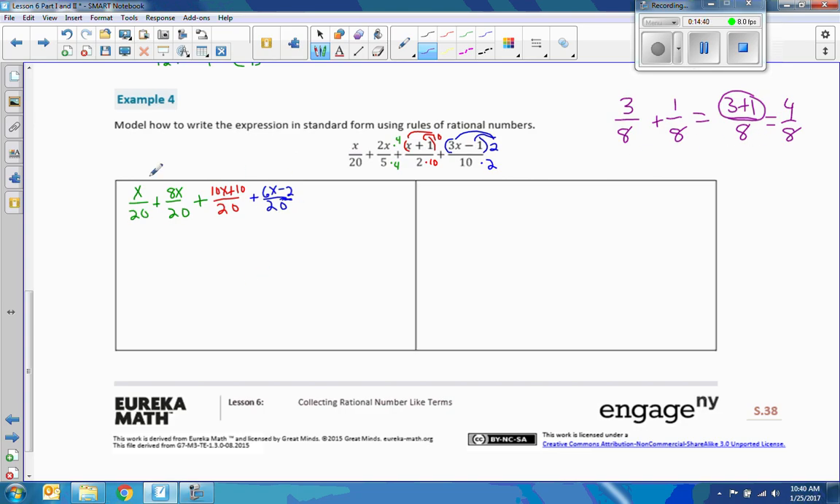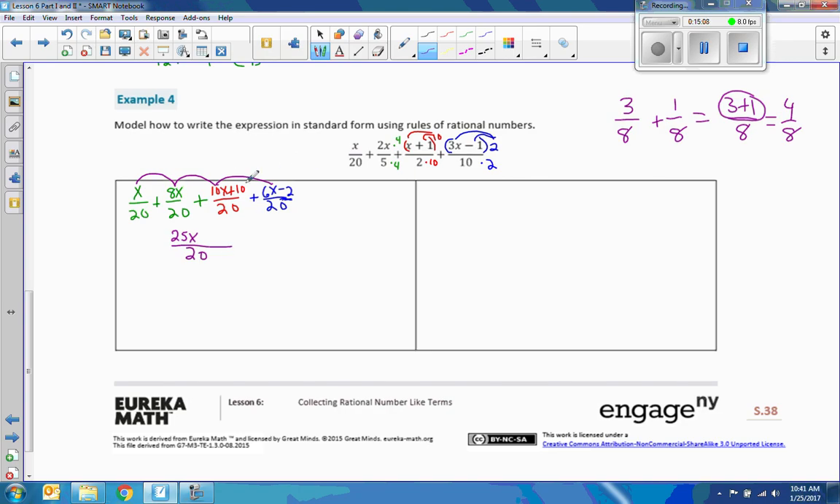So in other words, what I'm saying is I'm going to take these 4 fractions and make one fraction out of them by combining all of these terms up top. So I'm going to add x, 8x, 10x, and 6x. Those are my like terms. x plus 8x is 9x. 9x plus 10x is 19x. 19x plus 6x is 25x.